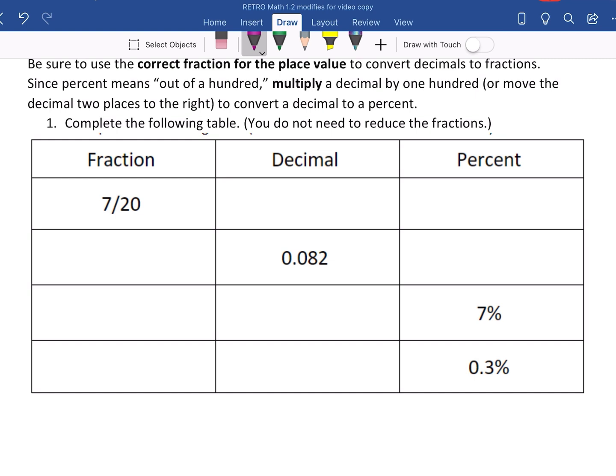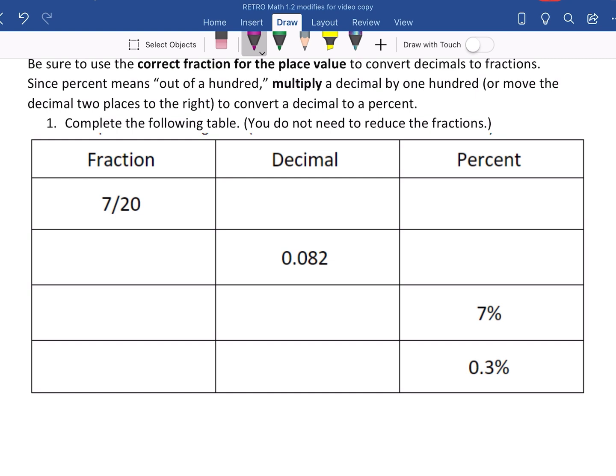So let's look at this table. In this table, I have fractions, decimals, and percents. And I give you one form, and then I want you to convert to the other two forms. So the first one, I give you a fraction. On the second number, I give you a decimal. And on the last two, I give you a percent. So let's start converting those.